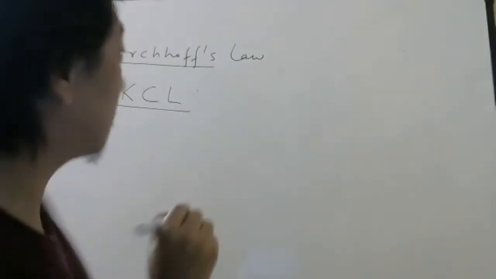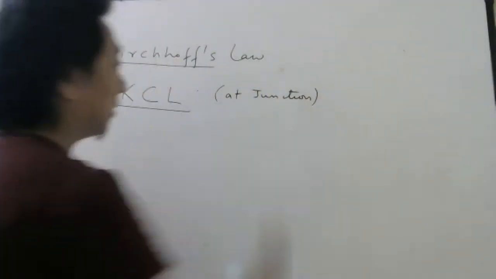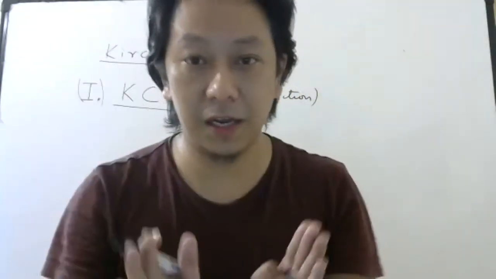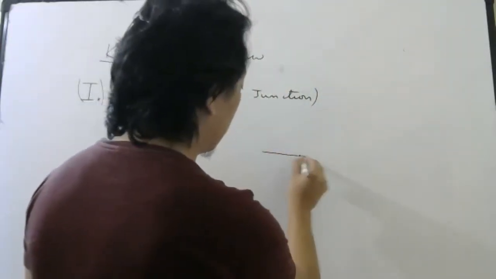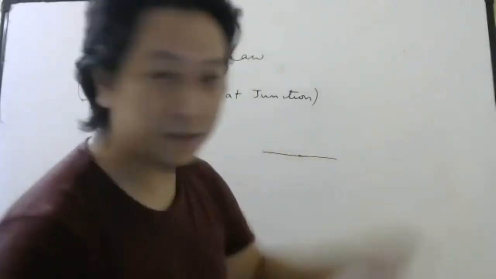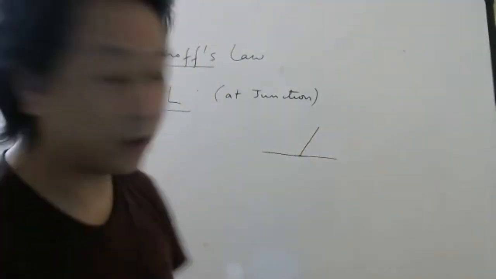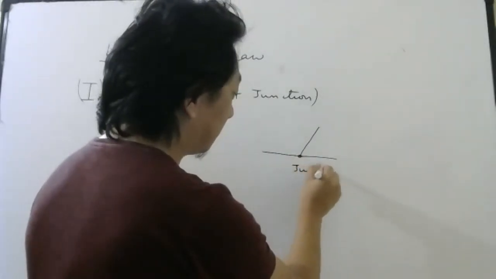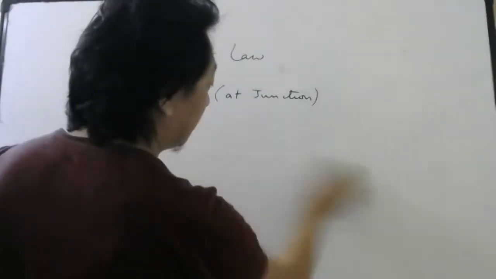First, remember, this law is applied only at junction. So if you have an electric circuit, there may be a point which will act like junction. Junction means a point where more than two wires are connected. If only two wires are connected here, then it is not a junction. Current will just flow like this, same material. But if you have one more wire here, then we call this point junction. So Kirchhoff's current law is applied only at junction.